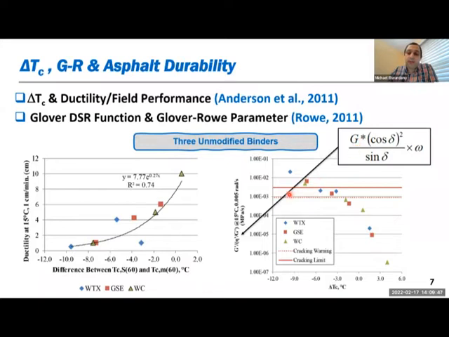So this is the Glover-Rowe parameter and the delta TC parameter, and both of them are doing a great job in order to capture relaxation properties and inconsistencies in binders, or binders that are different from the norm. But most of these studies, as you can see, were proposed about 10 years ago, and at least when they started, they were mainly with unmodified binders, but later they started to include polymer binders.